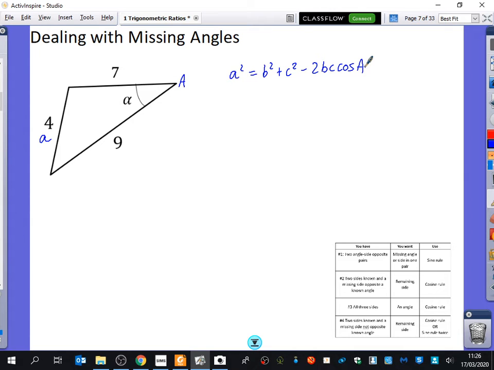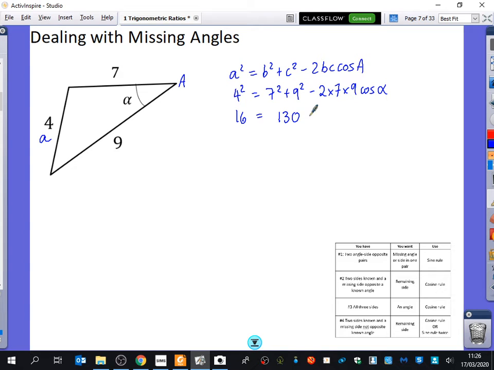So my A squared here is 4 squared, and then you still get your 7 squared plus 9 squared minus 2 times 7 times 9 times cos, and A this time is this Greek letter alpha. So that ends up with 16, and then I've got 7 squared plus 9 squared, which is 130.